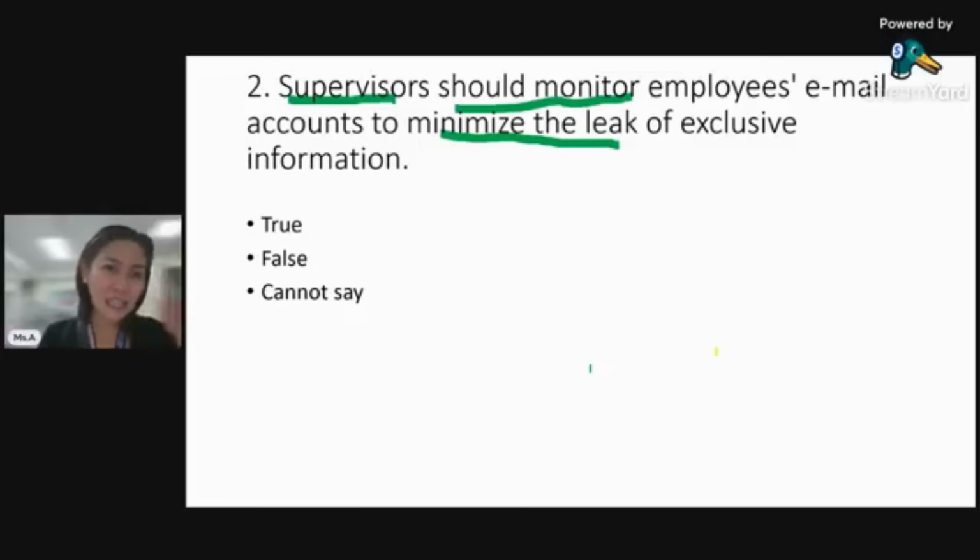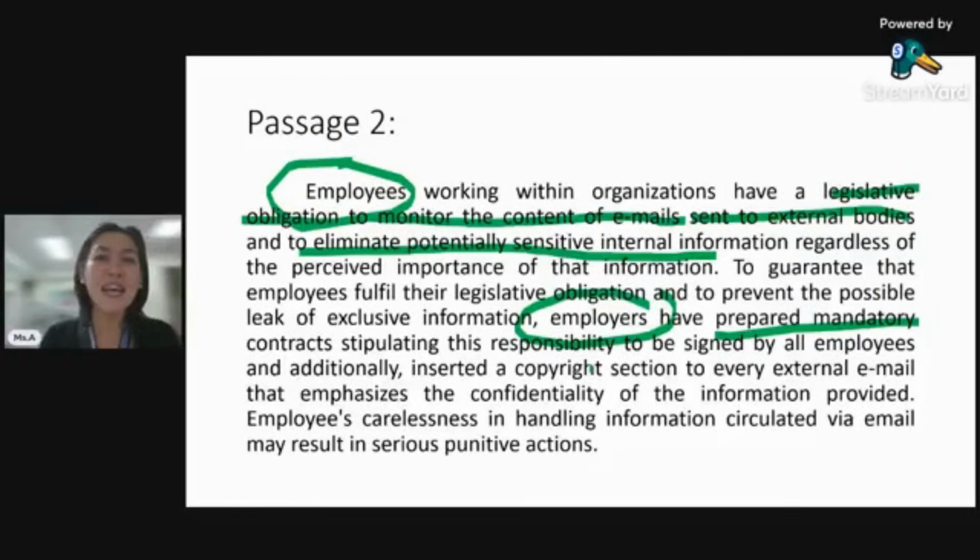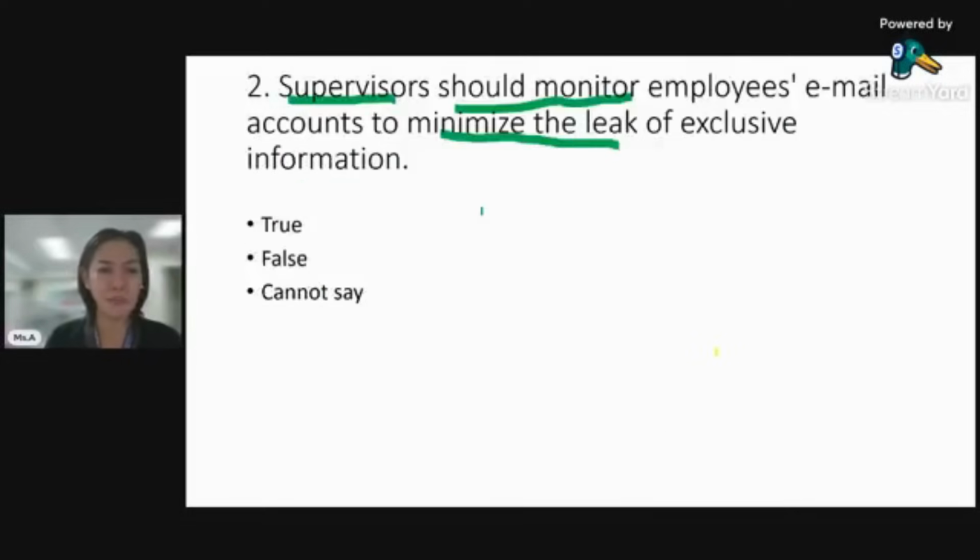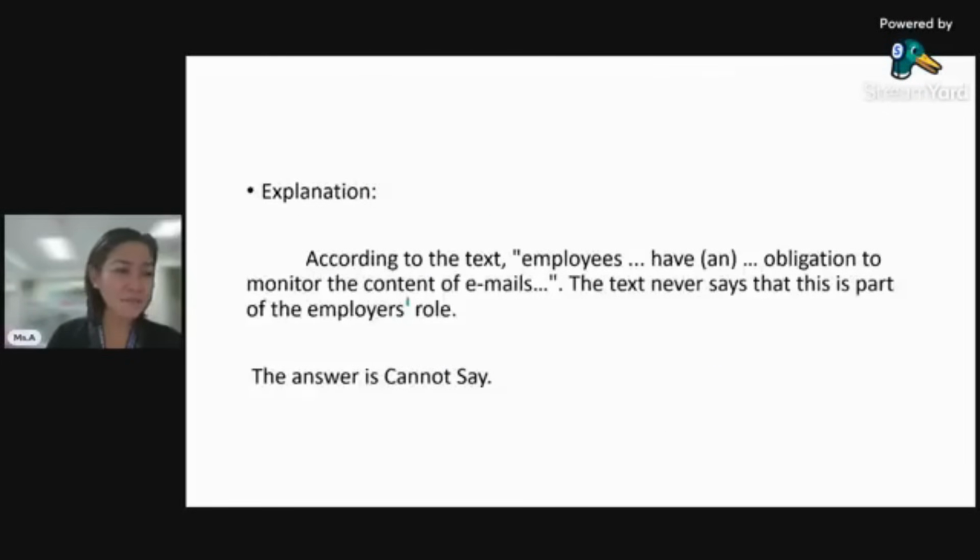So, tingnan natin agad, balikan natin yung passage bago natin basahin yung buong passage. Meron bang binanggit dyan? Supervisor? Wala. So, supervisor more likely, lagi natin is employer. Sinabi ba na yung employer ay binabantayan maigi or minomonitor? No, it was not mentioned na binabantayan pong maigi ng mga employers yung isinesend ng employees. Dahil ang employees po ang mismong nagbabantay sa kanilang mga sinesend na email. So, obligasyon po nila yon at pinirmahan po nila yon. Okay? So, the answer is, cannot say.